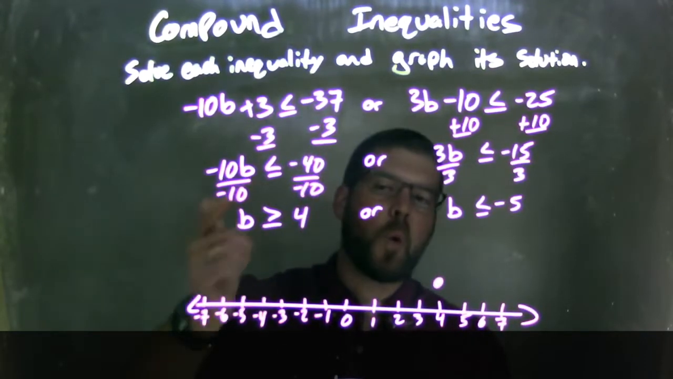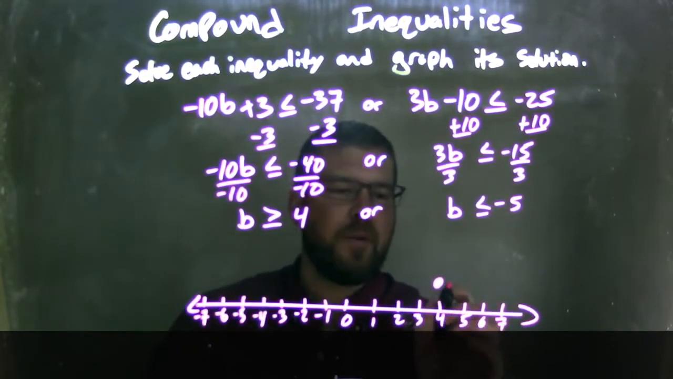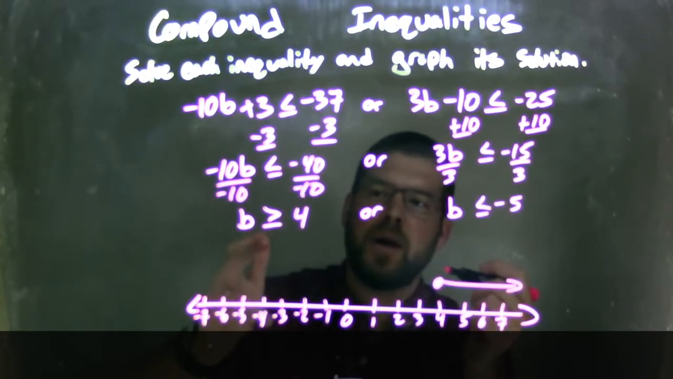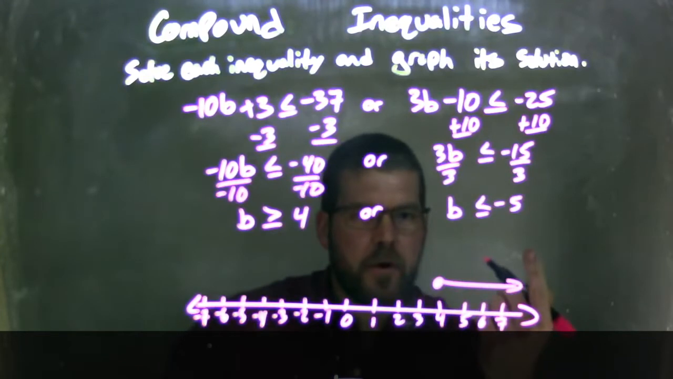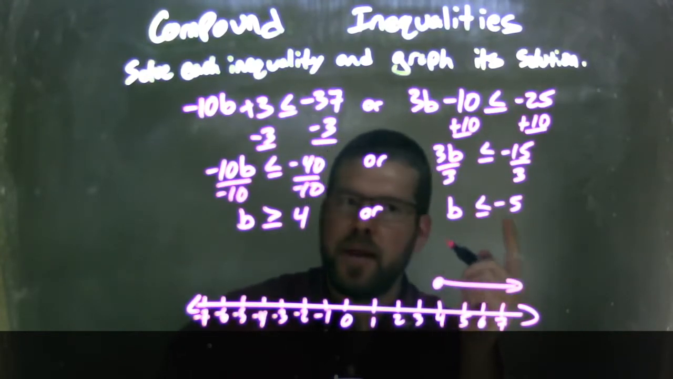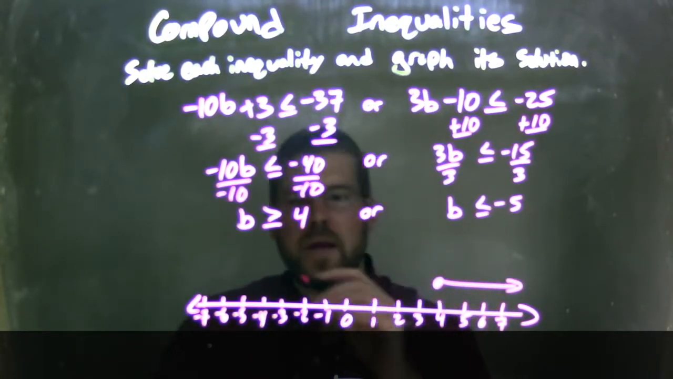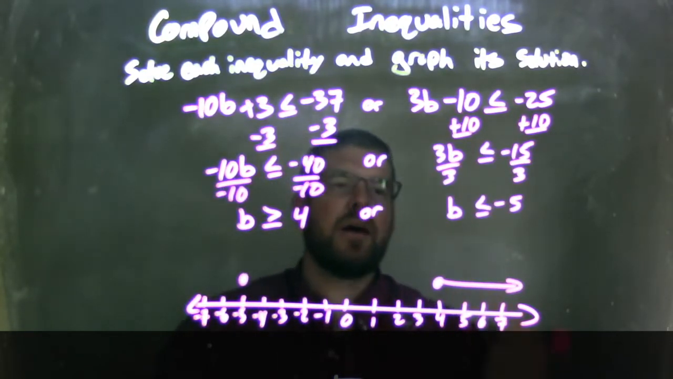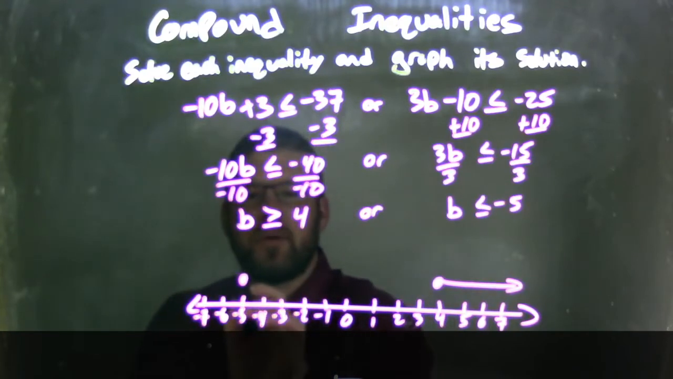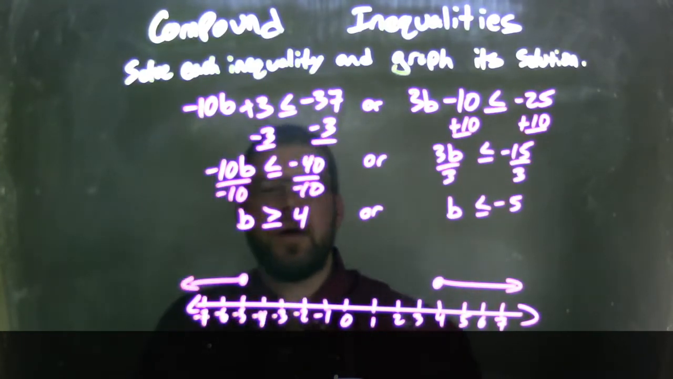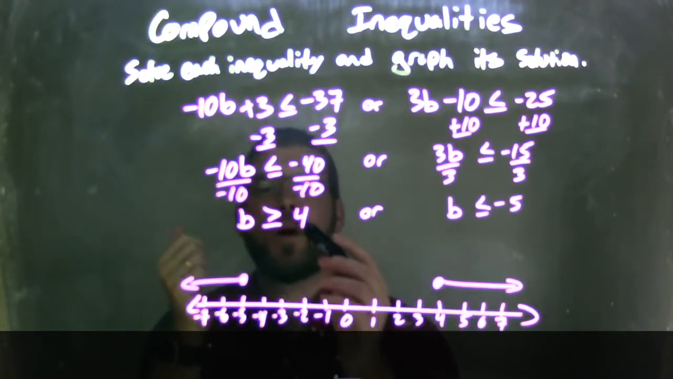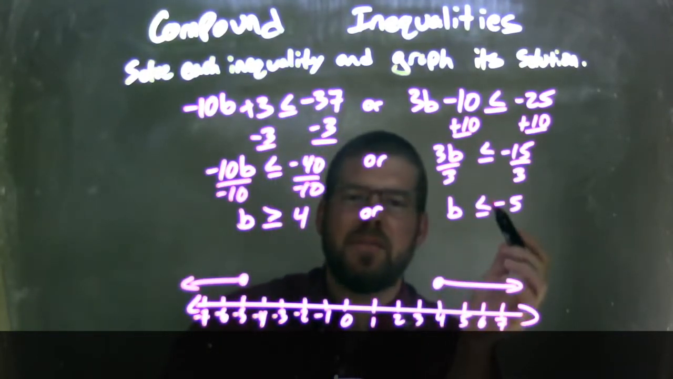And since b can be greater than 4 also, I need to put my arrow to the right. And there we have our graph that represents b is greater than or equal to 4. But we have another part where it says b is less than or equal to -5. So since it can equal -5, I have a closed circle right here at -5. And then since b is less than -5, I'm going to put my arrow to the left. And so now I have a graph that matches my inequalities here, that b is greater than or equal to 4, or b is less than or equal to -5.